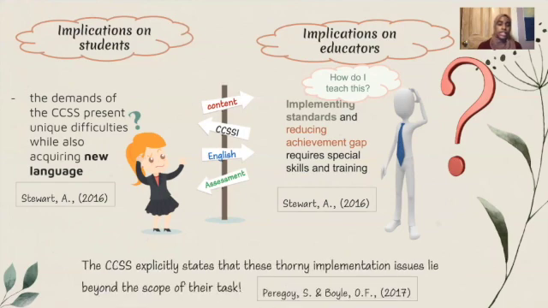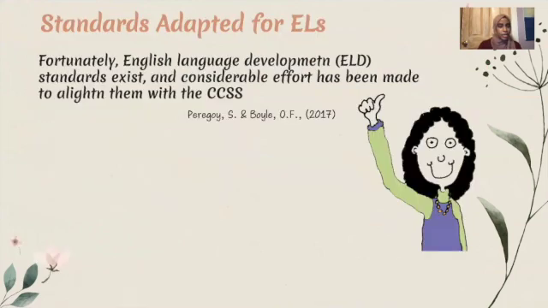Now there's a statement here that says the Common Core State Standards explicitly state that these implementation issues, even though they're negative, lie beyond the scope of their task. So I thought that was really interesting. So basically they're saying it's not really our business.